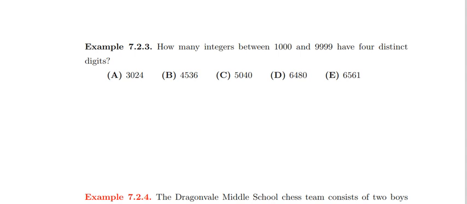Okay. So let's check this problem. How many integers between 1000 and 9999 have 4 distinct digits? Distinct means they cannot be the same. So it cannot be a number like 1, 2, 2, 3. We should not include those numbers, right? Okay. So these digits are different, distinct. So this keyword is distinct.